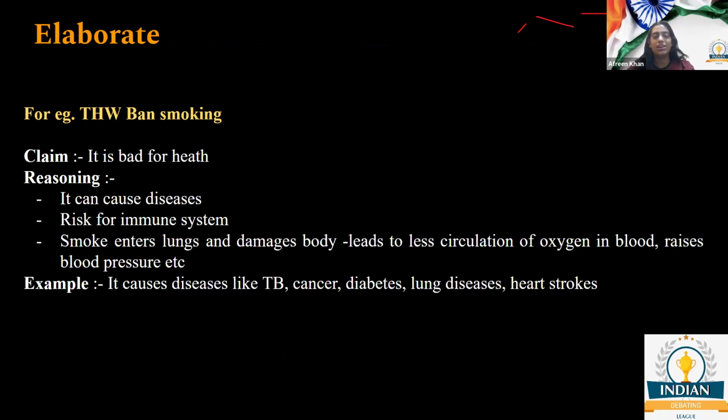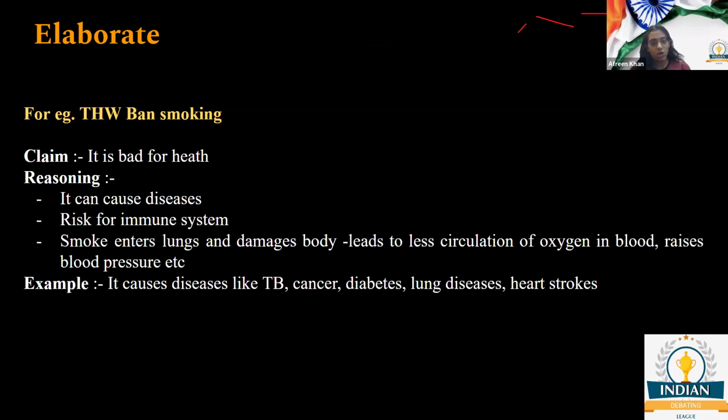So I'm going to tell you another example as to how you can elaborate it. So brainstormed ideas, I know that, okay, these are the points that I can probably elaborate on. Now, the next thing that you would do is reason them out. So how does it happen? For example, if you're saying that smoking should be banned because it is bad for health, what is the reasoning to it? The first reason could be that it causes a lot of diseases. The second reason could be it risks your immune system.